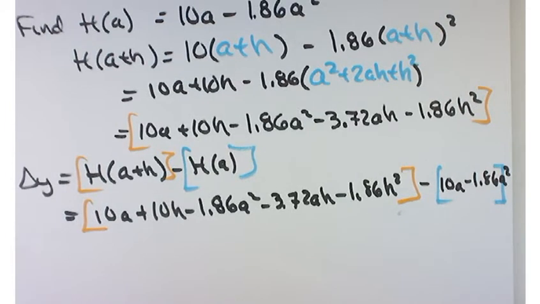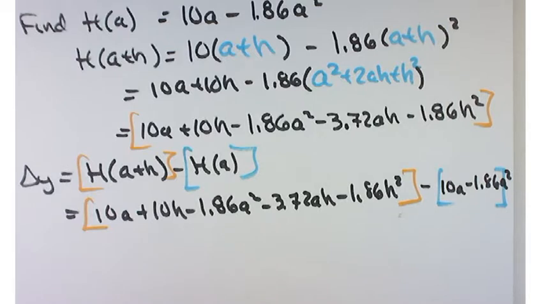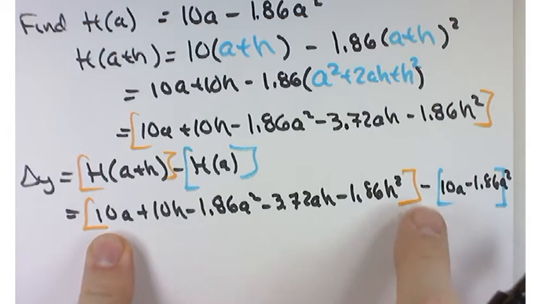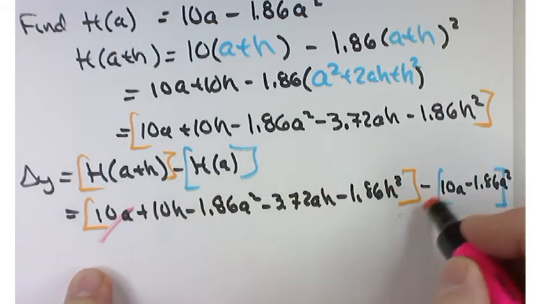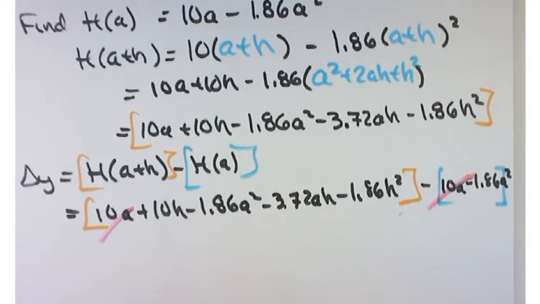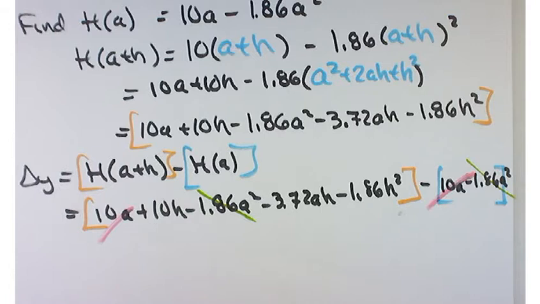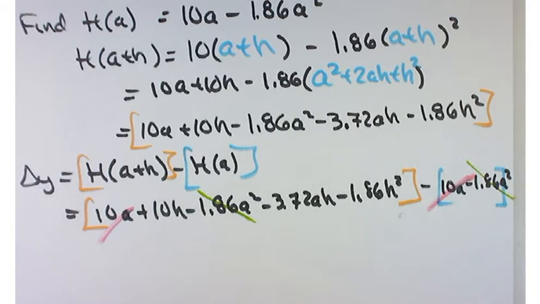Now for the problems like this that I have you do in this class, this second term should cancel out completely. Let's see if that holds true in this particular case. I've got a 10a here minus 10a here. Those cancel. What else do I have? I've got a minus 1.86a squared here. A minus and a minus becomes a plus, so the plus 1.86a squared here and the minus 1.86a squared there both cancel. Look for that to happen for the polynomial type problems that we do in this course.